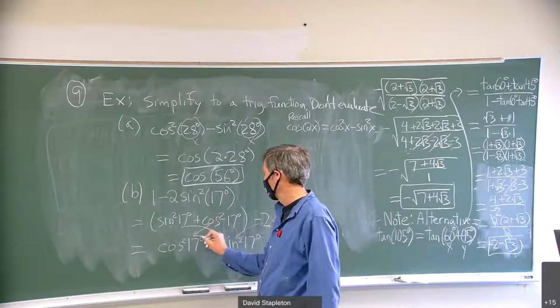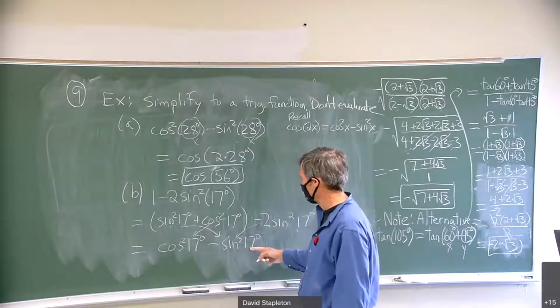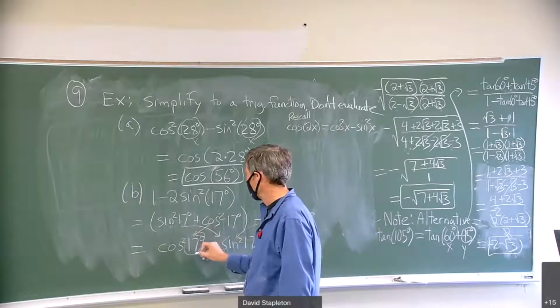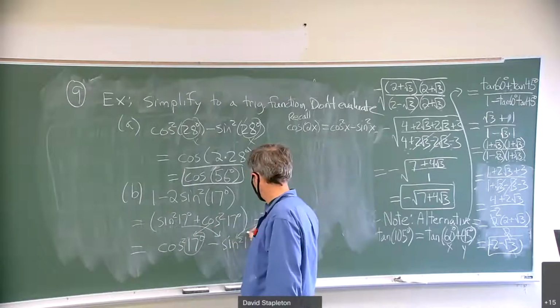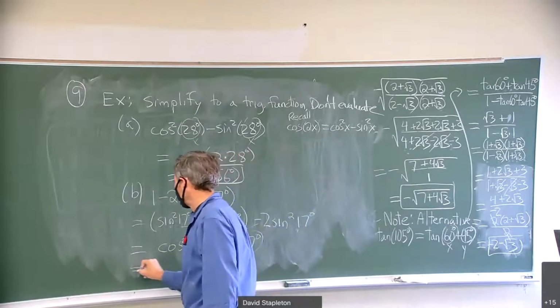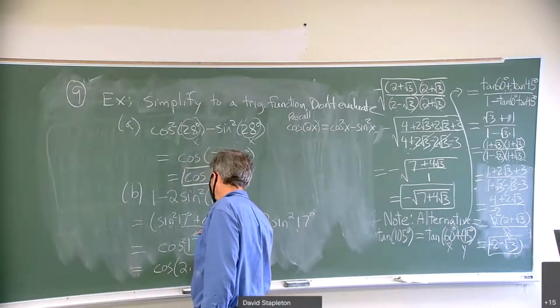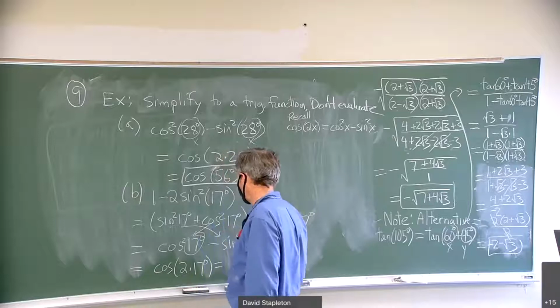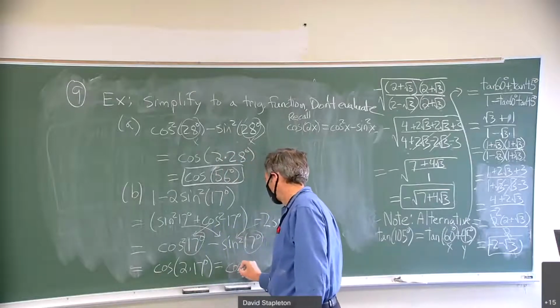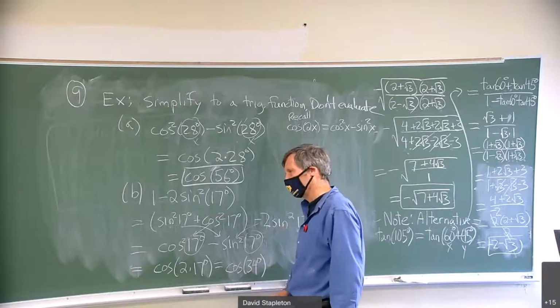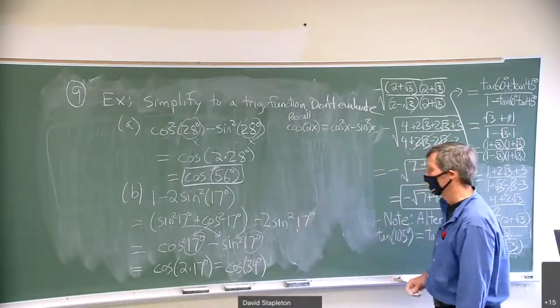And I'll put this one over here. Now it's cosine squared minus sine squared, aha, right? If I call this x in the formula, what I have is cosine of 2x. Twice 17 degrees. So this is just a fancy expression for the cosine of 34 degrees. And I said, don't evaluate it, just reduce it to the trig function.